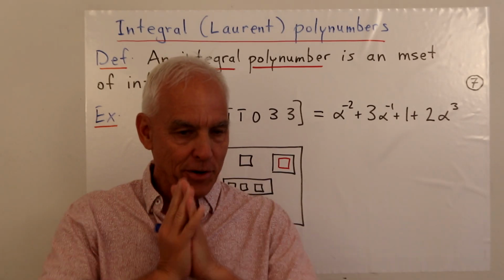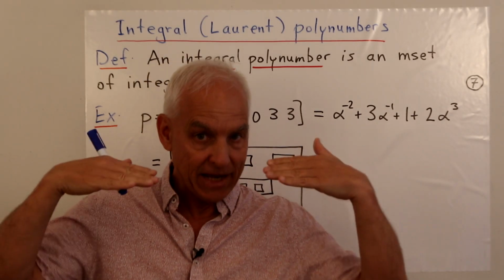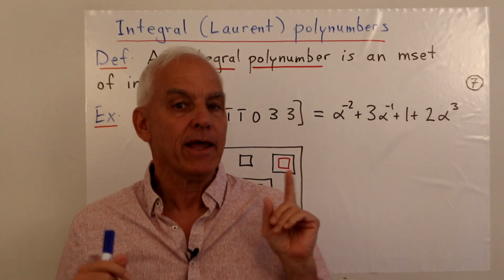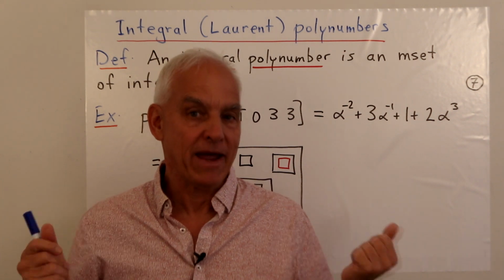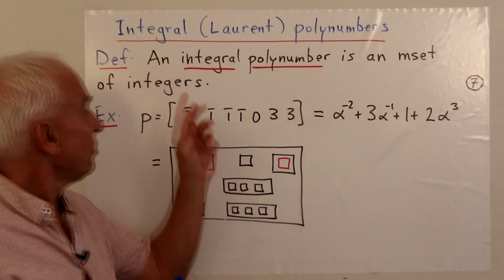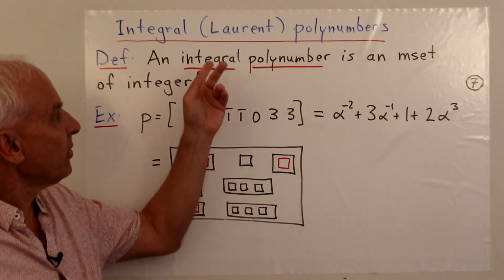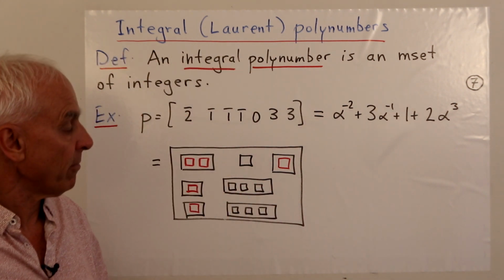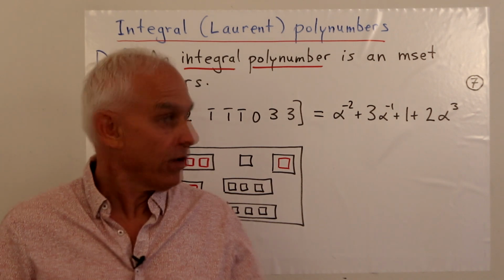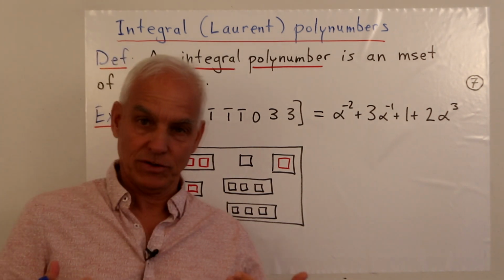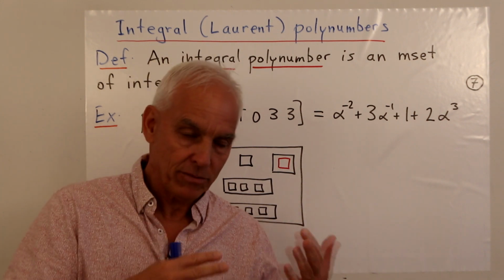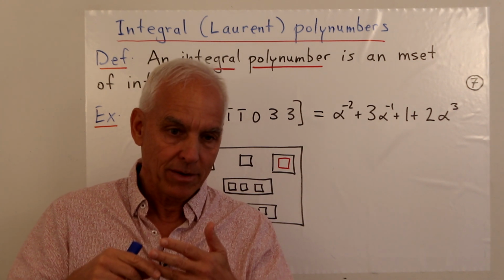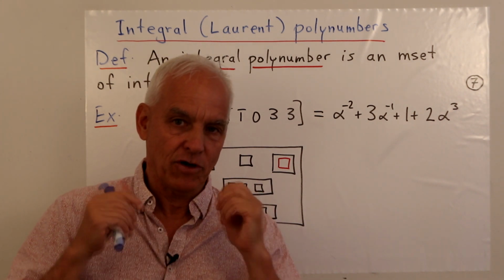Okay, but now we're able to move in a different direction, still staying in the world of polynumbers. But we're going to use the fact that we have integers now in a more subtle, more expanding fashion. And this leads us to what we're going to call integral polynumbers, or perhaps one could say Laurent polynumbers, but I'm not going to actually use that notation. I'm going to prefer integral polynumbers. So an integral polynumber is an mset of integers. Polynumber, we said before, was an mset of natural numbers, like zeros, ones, twos, etc. Now an mset of integers.